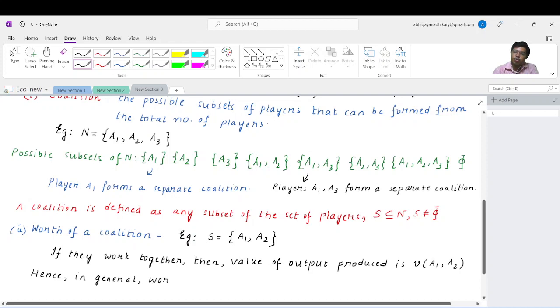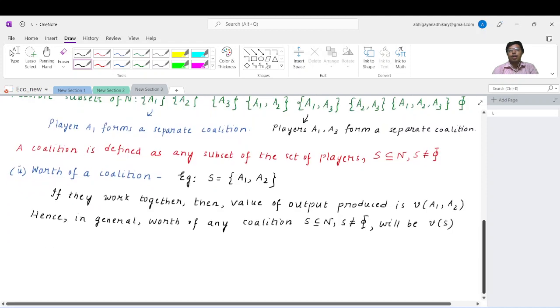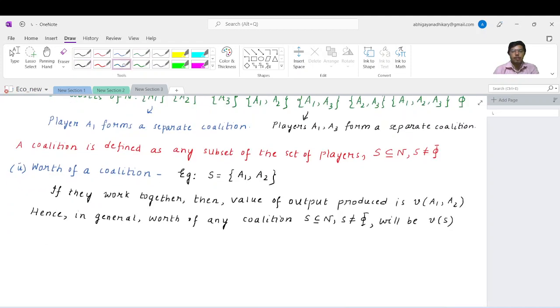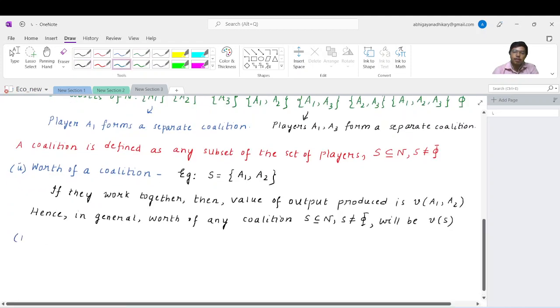if I want to denote the worth of any general arbitrary coalition, any coalition S, which will be obviously a subset of N, and S is not equals to phi, it will be simply V of S. Okay, so this is the second one. Now comes the third one in this context, which is known as the payoff vector.